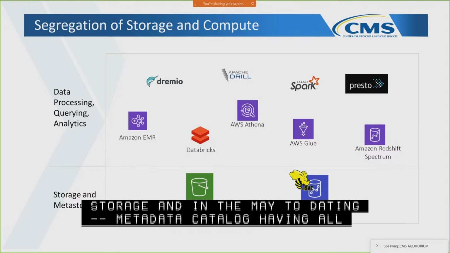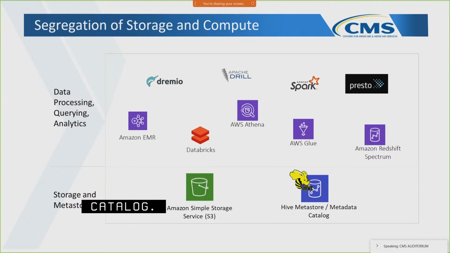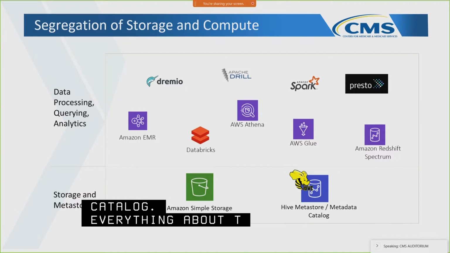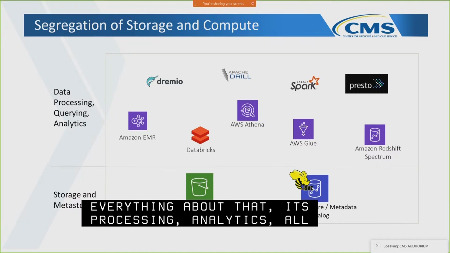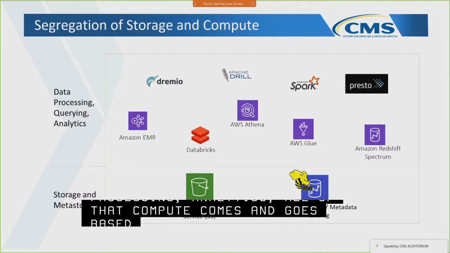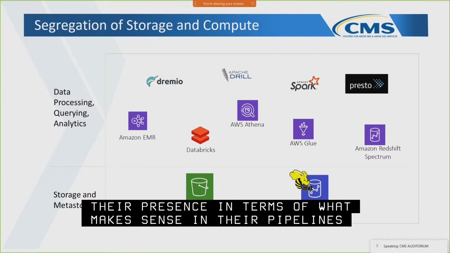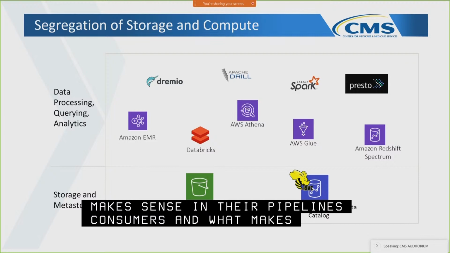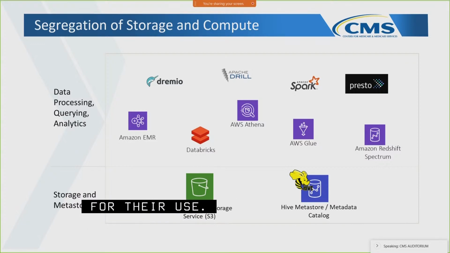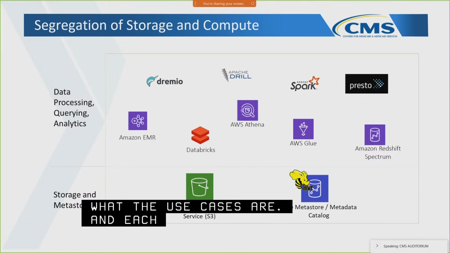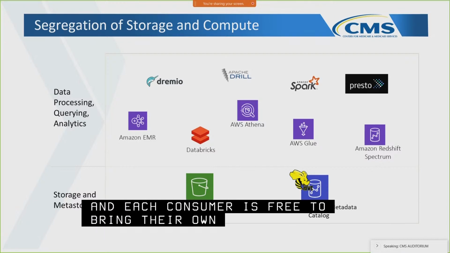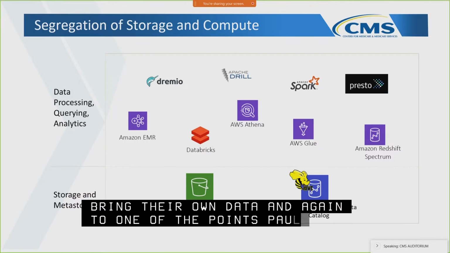Everything above that, whether it's processing, querying, analytics, all of that compute comes and goes based on the creators of the data and their preference in terms of what makes sense for their data pipelines, and consumers in terms of what makes sense for their use cases. So all of that is transient infrastructure that comes and goes depending on what the use cases are. And each consumer is free to bring their own compute to the data, and again, as Paul mentioned, not step over each other in terms of workloads and such.